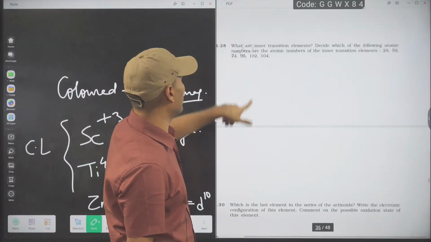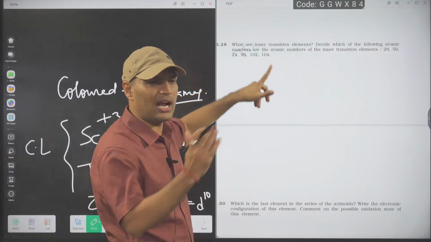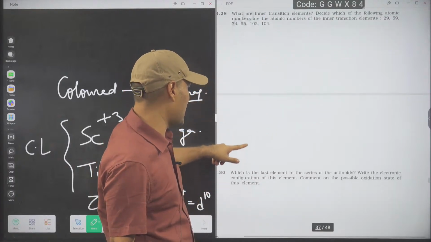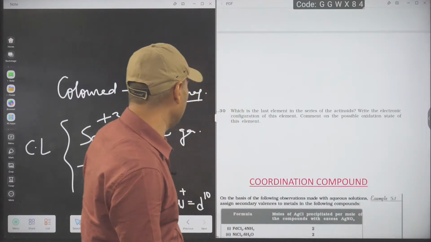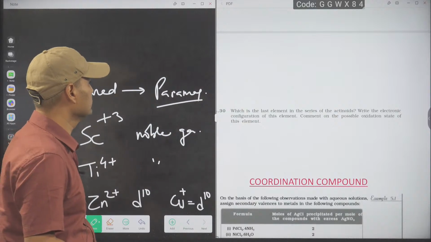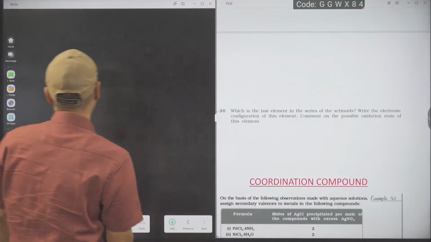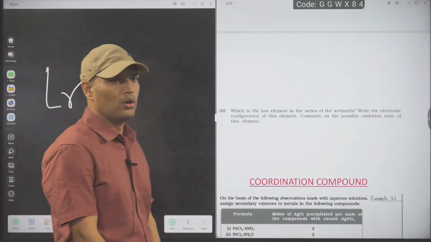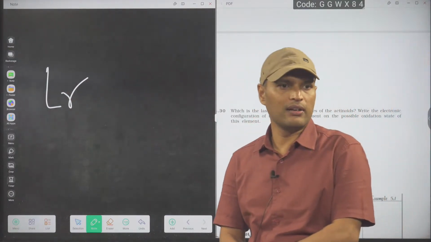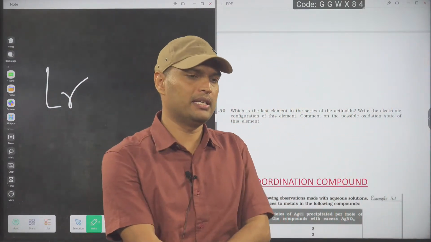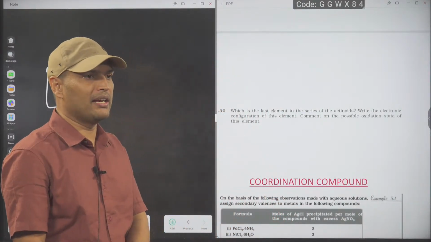So these compounds you can do inner transition. F block. Who is F block? 102. I have given you the starting and ending. Last element of actinoid, batao. Who is the last element of actinoid? Lawrencium. Configuration you can check once from NCERT. Okay? Done. So this is about D and F block.